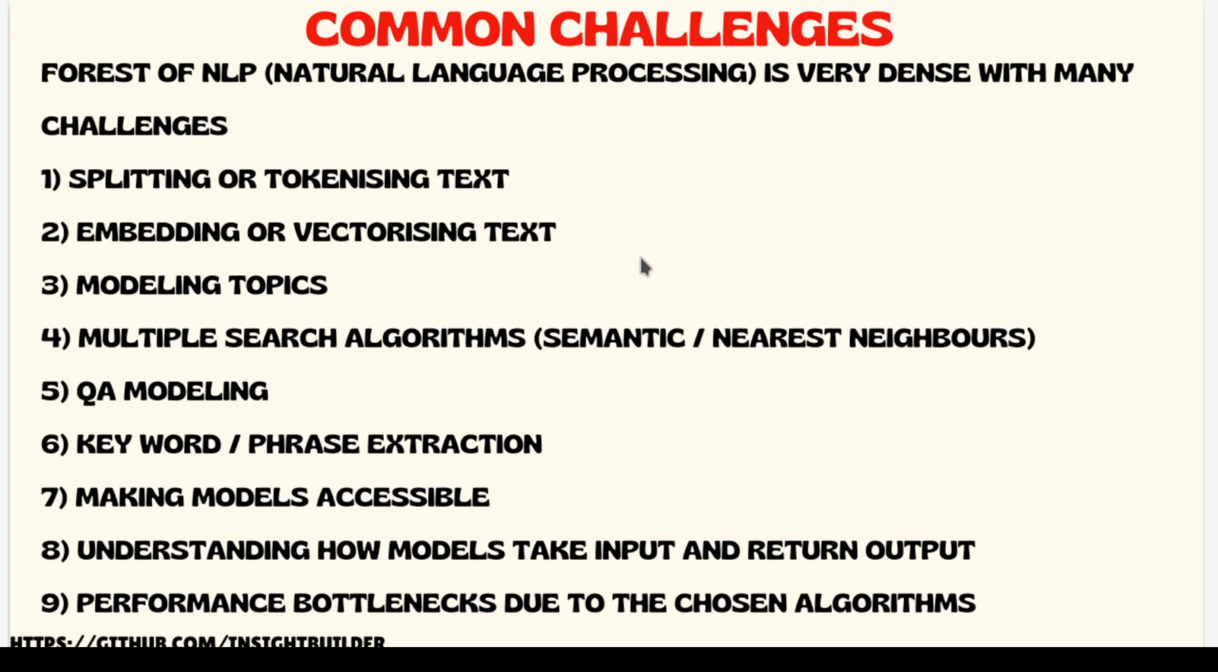And the next two challenges that I'm going to talk about: understanding how the models work and performance bottlenecks. This comes from the concept of the data structures that each of these models take in and return out. So what happens is, initially when you are working on these kinds of challenges, the text is the major bottleneck.